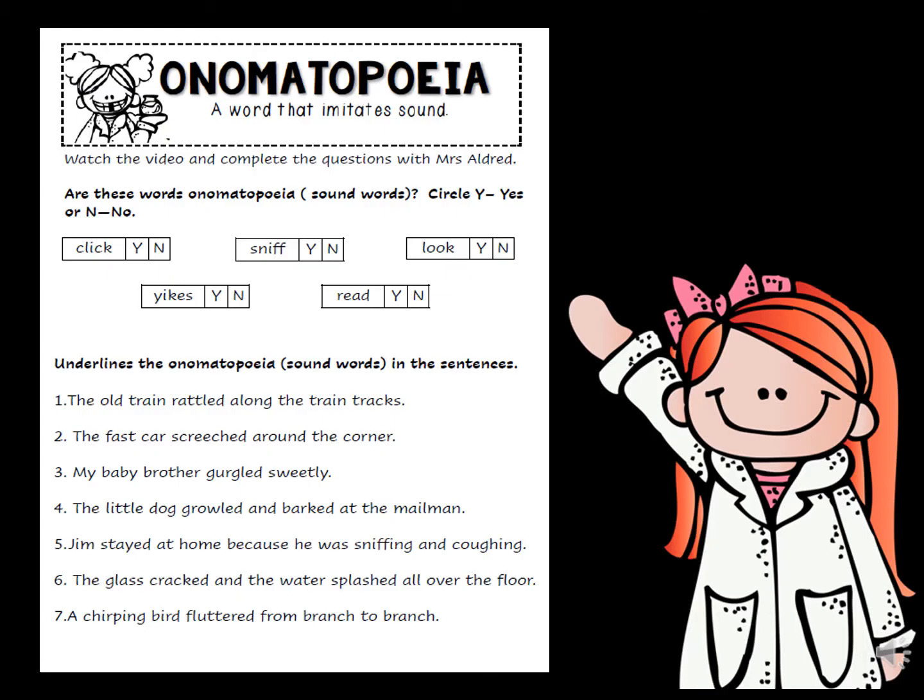All right, so now we're going to turn to our second worksheet. Up the top, you can see I've got some words. You've got to decide whether these words are onomatopoeia or not. If you think they are, you're going to circle Y for yes. If you think they're no, you're going to circle the N for no. If you're working on a piece of paper, you can just write down the onomatopoeia words that you think. All right, shall we play the game?